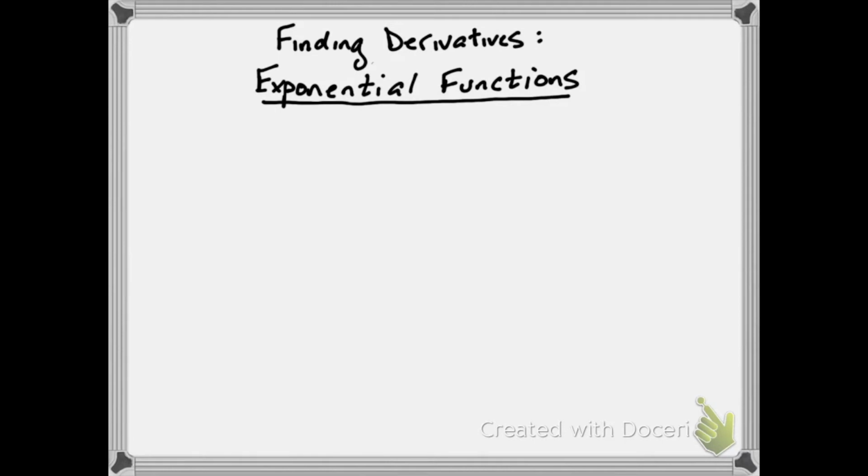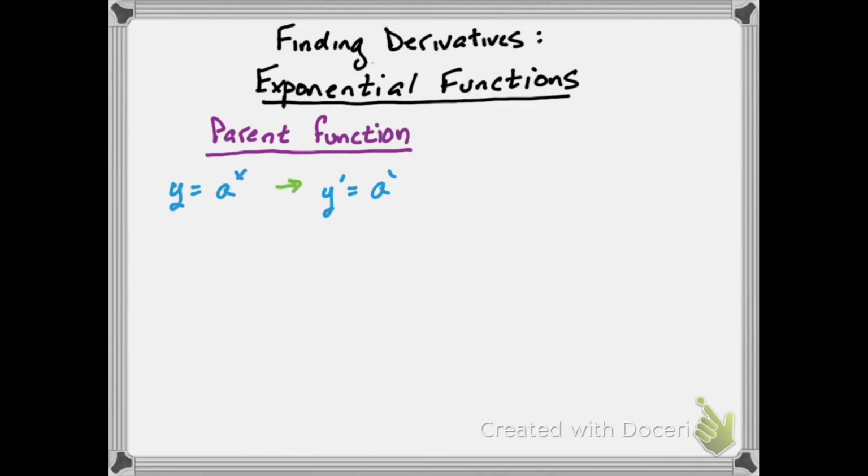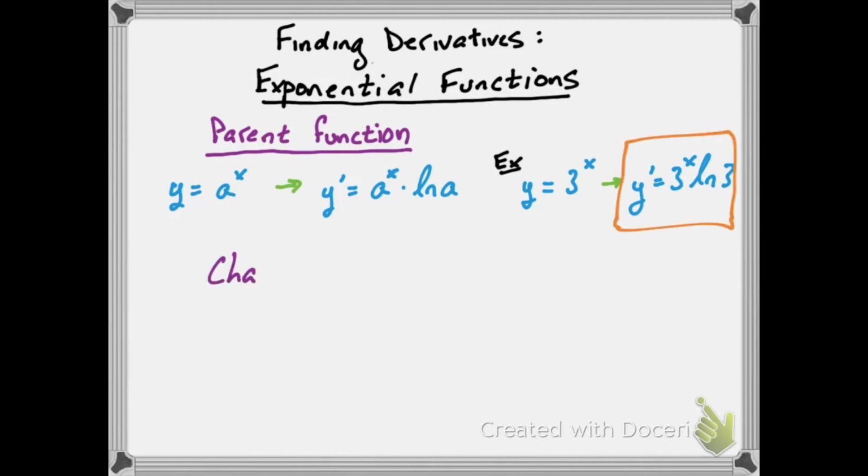Finding derivatives of exponential functions. Here we're going to look at the generic parent function of any exponential, y equals a to the x, where a is the base. Its derivative is going to be itself, a to the x, but we have to multiply by the natural log of the base a. For example, y equals 3 to the x would have a derivative of 3 to the x times the natural log of 3. As always, we have to be careful how the chain rule interplays here.